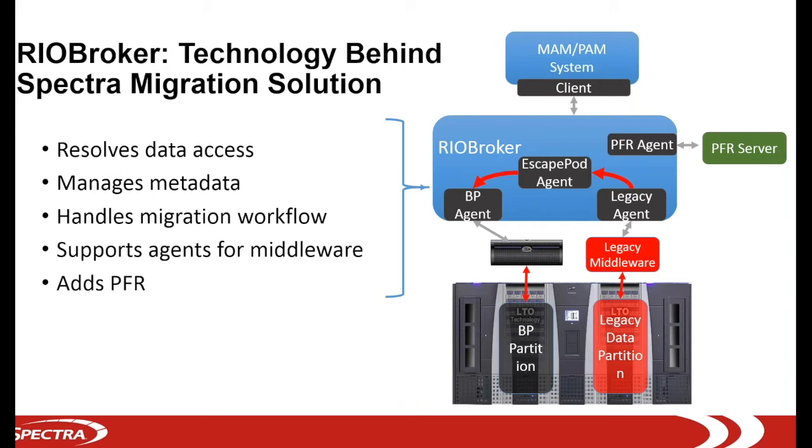So if you have multiple systems, for each one of them, we could create an agent that could access the data. So for example, if you have two different types of legacy storage systems, for example, if you have a Front Porch Digital or SGL, you could access both of them at the same time and migrate the data out of the systems as well. And then within media and entertainment, a very important functionality is the partial file restore. You don't always want to pull back the full file when you only need a 20-second clip. And of course, the Rio broker was designed to provide that functionality as well.